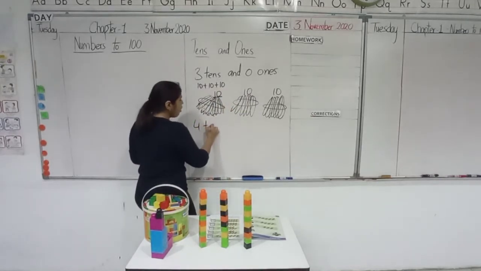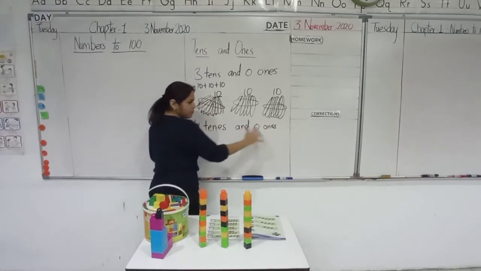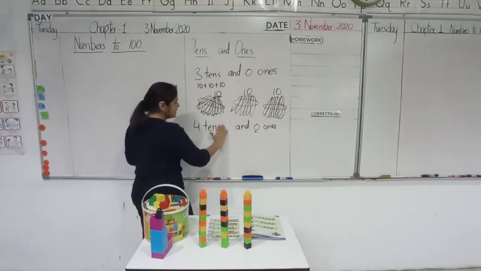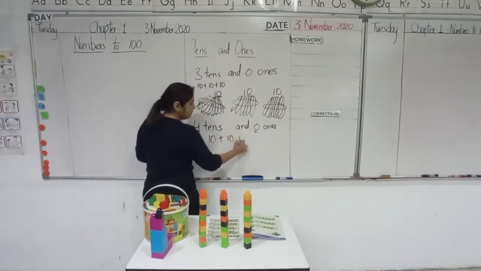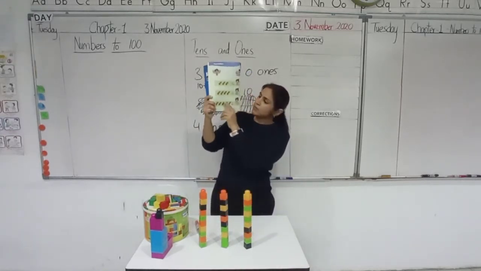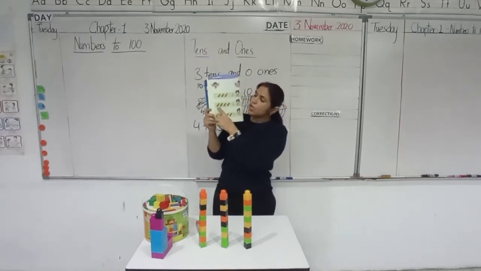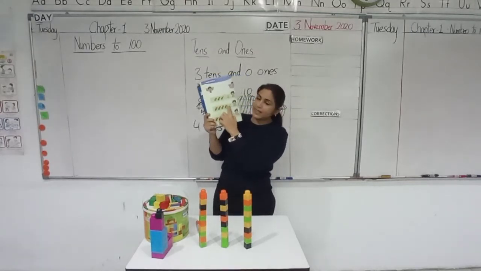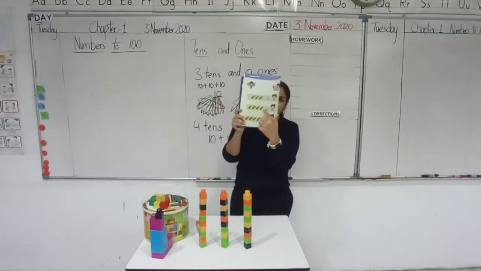Similarly, 4 tens and 0 ones. There is no number at ones place, so it is 0. So 4 tens and 0 ones will be 10 plus 10 plus 10 plus 10. 1, 2, 3, 4. So you have to write 4 times. There are 4 bundles. On top of every bundle, you need to write 10, 10, 10, 10. So 10 plus 10, 20 plus 10, 30 plus 10, 40. I want you to write this, please.